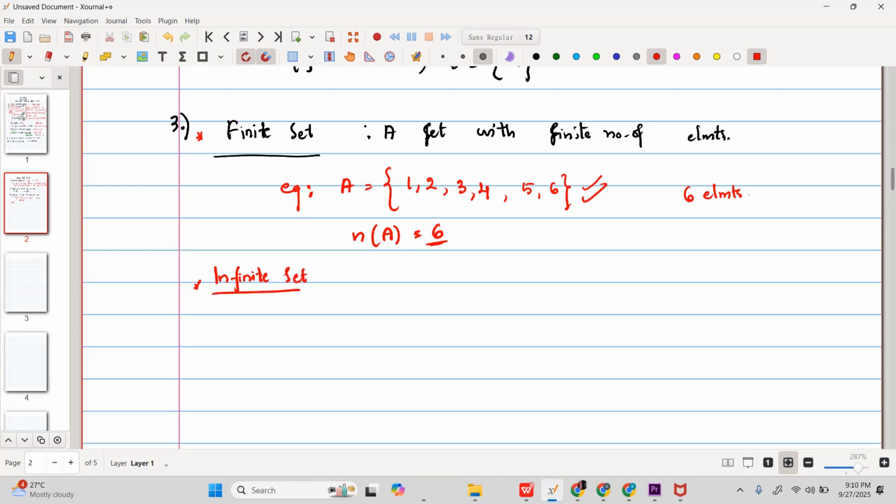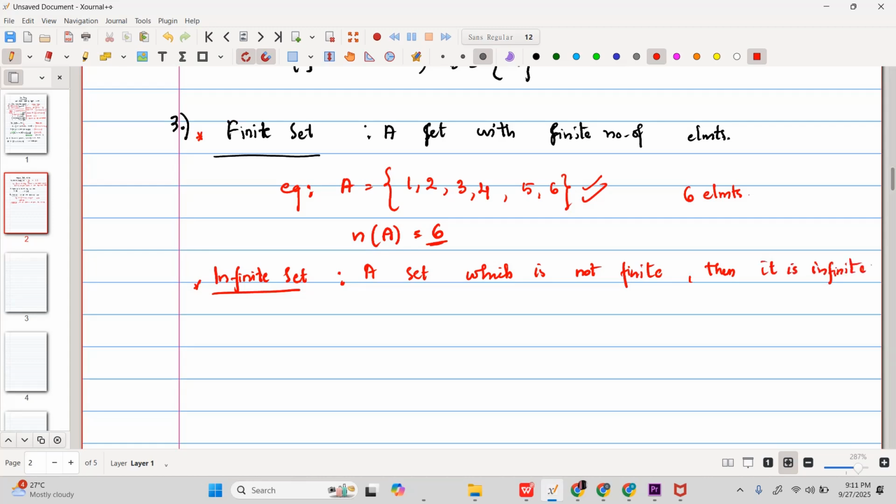Next, we have another kind of set, which is the infinite set. What do you mean by an infinite set? We cannot fix a particular number to represent the number of elements in that set. In that case, we take the set as an infinite set. A set which is not finite is called an infinite set.